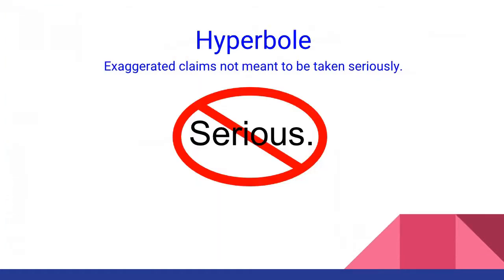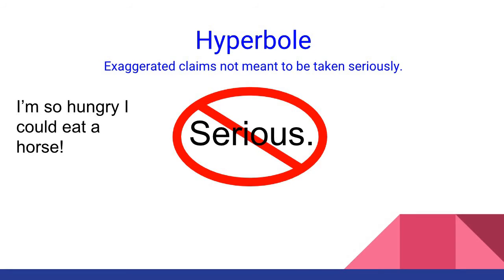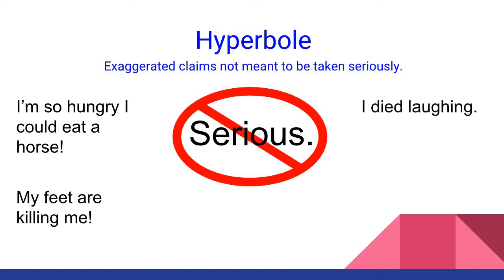Next, we have hyperbole. It's basically just a fancy word for exaggeration, and one that isn't meant to be taken literally or seriously. Let's look at some examples. "I'm so hungry I could eat a horse." Well, you might be starving, but no one can eat an entire horse. Or, "My feet are killing me" would mean that your feet hurt, not that they're trying to kill you. These are just expressions.